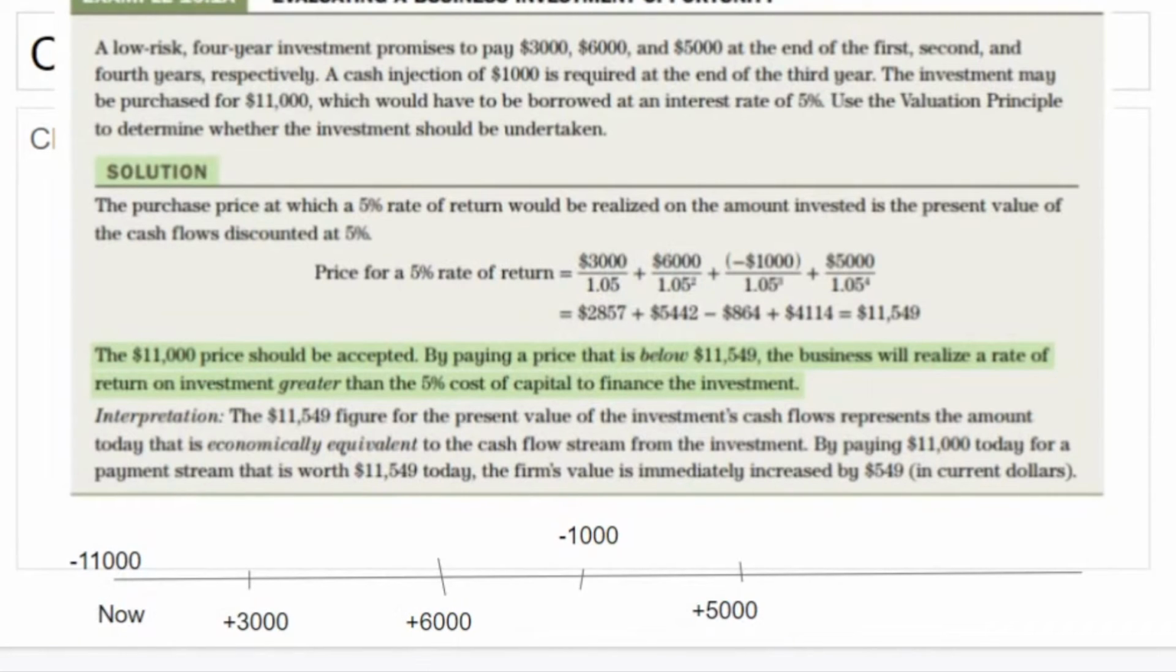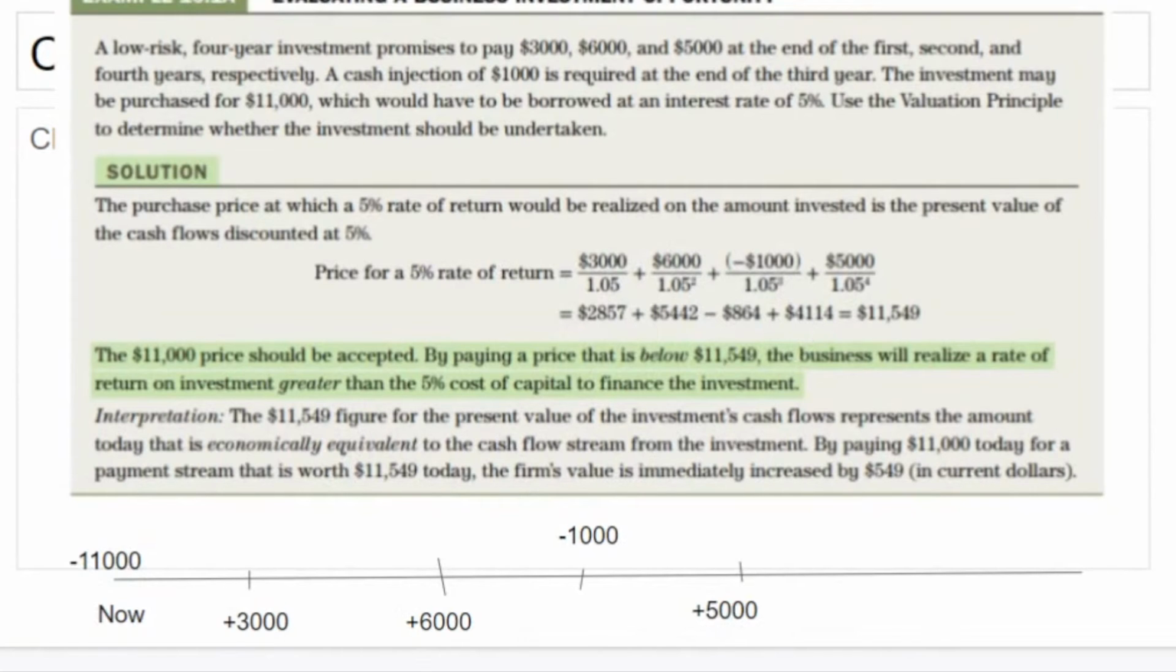$5,442. We take the 1,000 that we're going to have to put into it. Notice it's a minus, money coming out. So it's in 3 years' time. And that's minus $864. That's money going out. Take the 5,000, we're going to bring it back 4 years. 5,000 to the power of 4, and that's a positive.